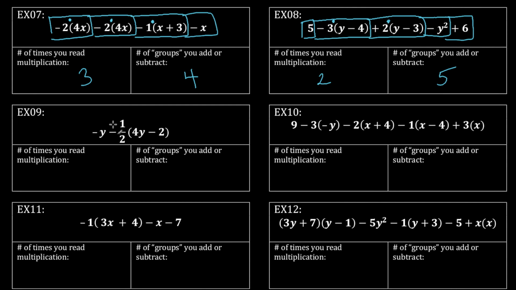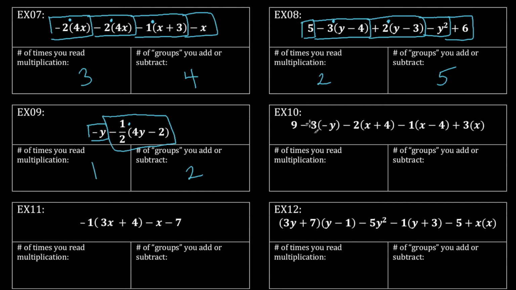Example number 9. It reads negative y minus half times 4y minus 2. So I start off with negative y, and I take away 1/2 times 4y minus 2. There was only one multiplication, and I had 2 groups.